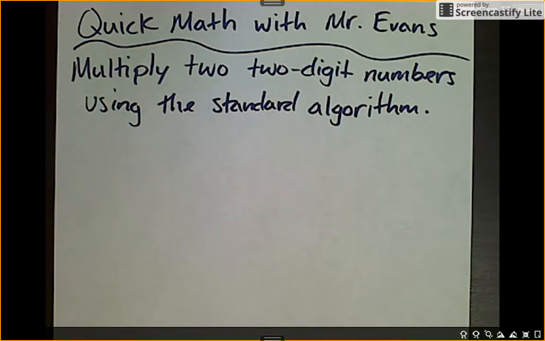Here we are with another session of Quick Math with Mr. Evans, and today we'll be looking at multiplying two-digit numbers using the standard algorithm.